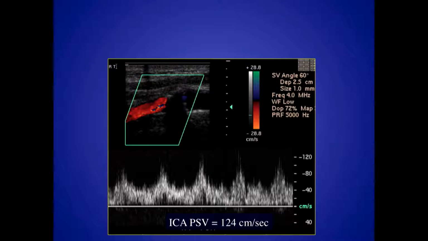Now, we've talked about this type of waveform earlier, right? There's a couple of features about it that are interesting. You look at the fact that it's not as well defined as a normal waveform, has a shaggy appearance. And also, if you look at the upstroke, it's rather delayed. It doesn't have that rapid systolic upstroke. It's sort of taking its time to get to peak systole.